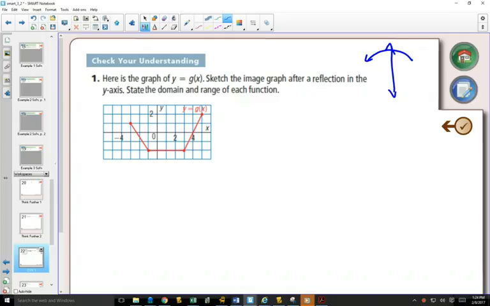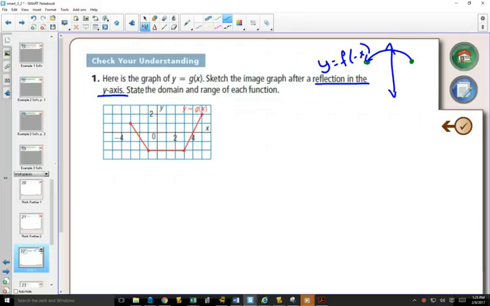Which coordinates are changing? If you thought of a single point from there to there, is it the x value that changes, or is it the y value that changes? It's going to be the x value. So you know that this reflection in the y-axis is the same thing as y equals f of negative x.